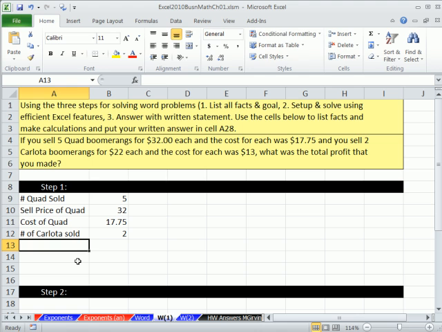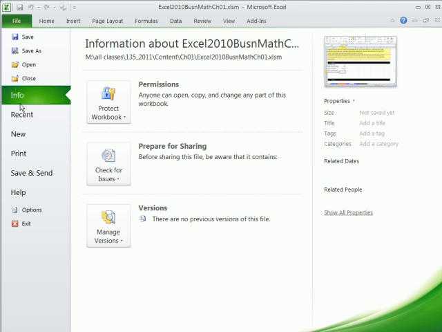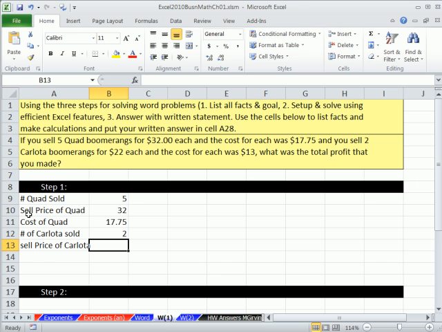Now, let me do that again. Watch this. That is called autocomplete, and sometimes it's totally annoying. But I'm going to take advantage of it here. It says sell price of the quad, so I'm just going to come to the quad and double-click the quad and type Carlota. Got to watch out for that auto fill. You can actually turn it off under options here if it's totally annoying.